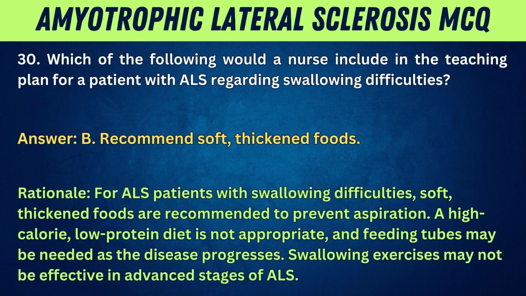Recommend soft, thickened foods. Rationale: for ALS patients with swallowing difficulties, soft, thickened foods are recommended to prevent aspiration. A high-calorie, low-protein diet is not appropriate, and feeding tubes may be needed as the disease progresses. Swallowing exercises may not be effective in advanced stages of ALS.